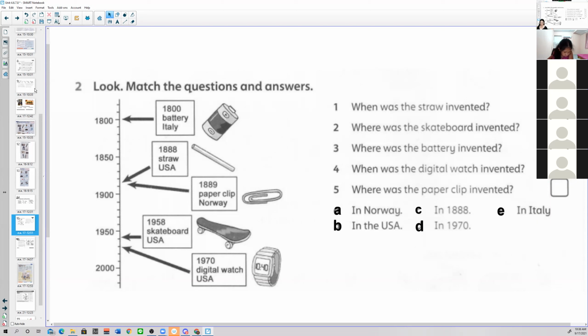Finish? Yes? Finish, okay. All right. Number 1.